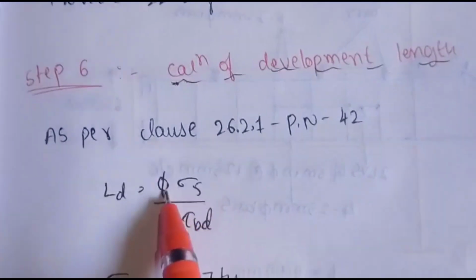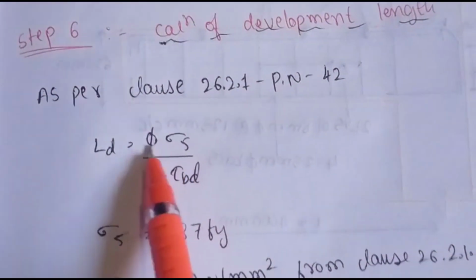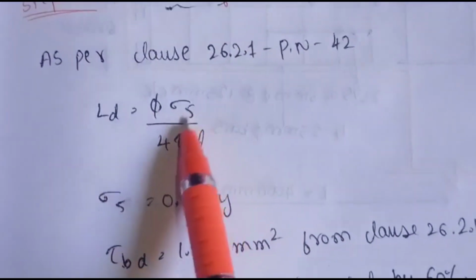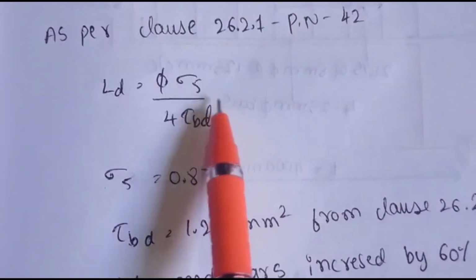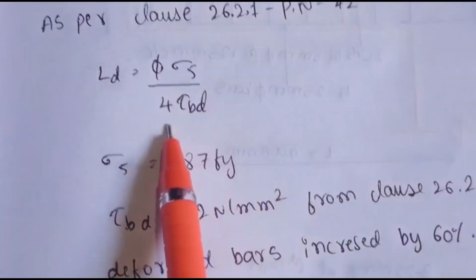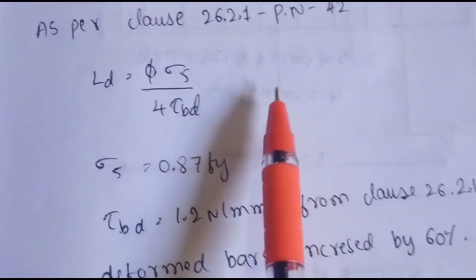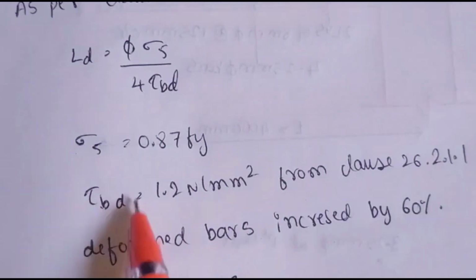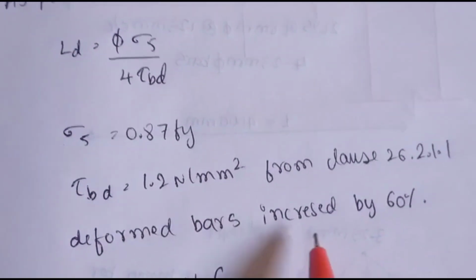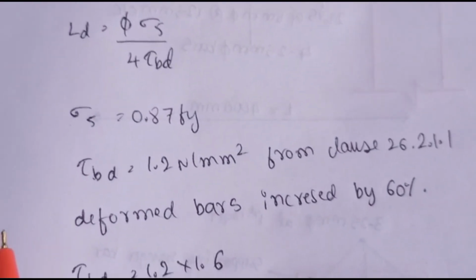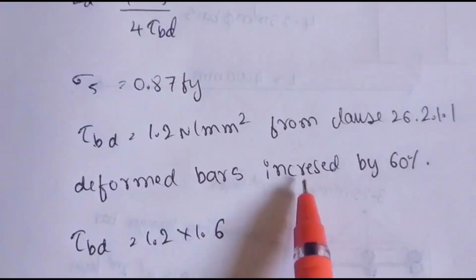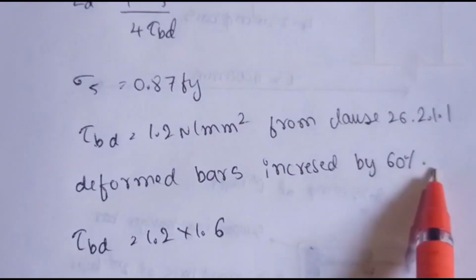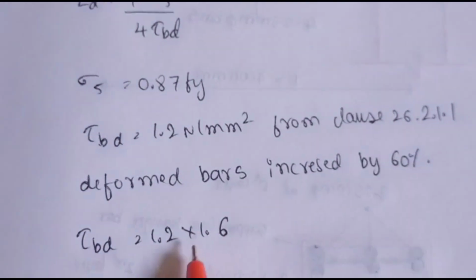So this formula is given on page number 42. Pi is the diameter of the bar; you can take any value. Rho s is the stress in bars, that is, rho s is nothing but 0.87 Fy. For M20, our bond stress value is 1.2, and as they have mentioned in our code book, for deformed bars this value is again increased by 60%. 60% increase is nothing but 1.2 into 1.6.